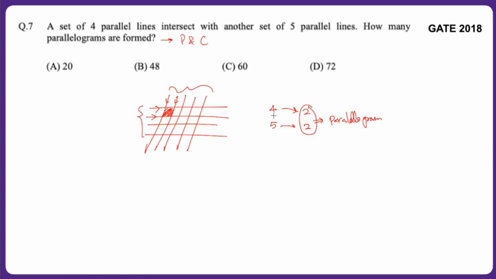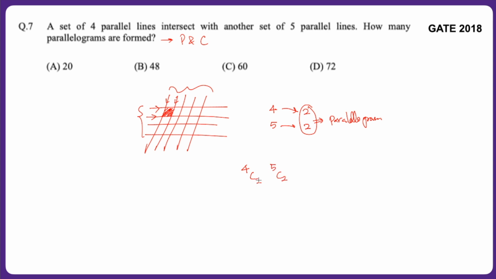Now, to understand in how many ways these 4 lines can be arranged into 2 lines, there is a single basic formula of combination that gives you 4C2. That means 4 total lines can be arranged in 2 places, and they are indistinguishable, meaning you cannot distinguish among those 4 lines, right? So that's how it goes. And then 5 lines again to be arranged in 2 ways, that is 5C2.